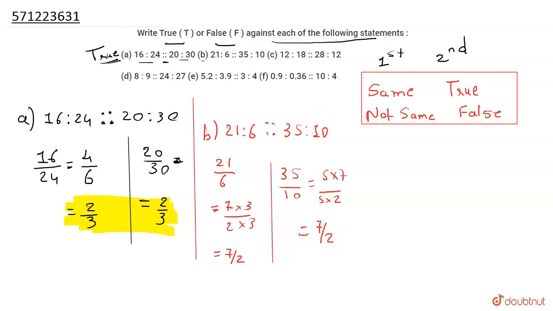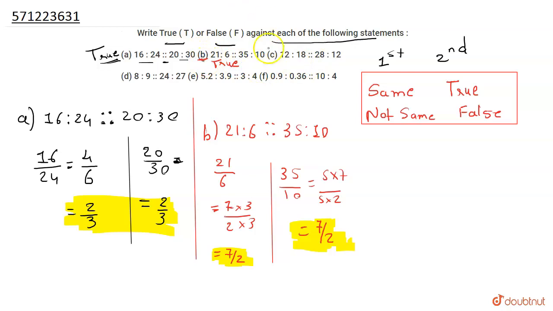Here again the ratio is the same, right? 7 by 2, 7 by 2. So again the condition is fulfilled, and the answer is true for option B.